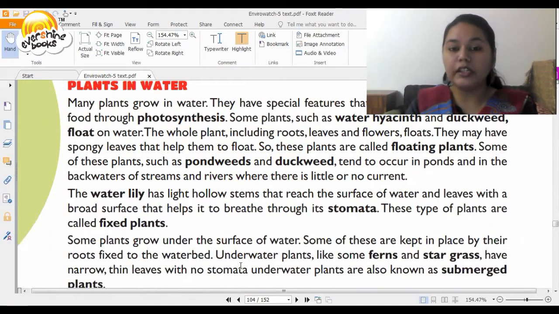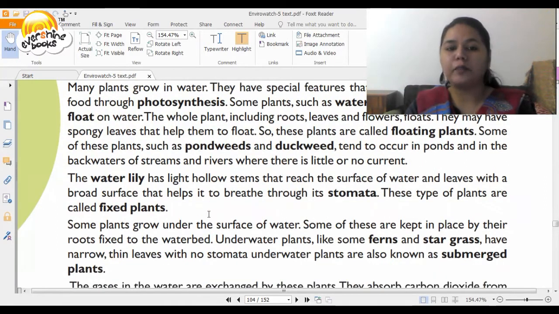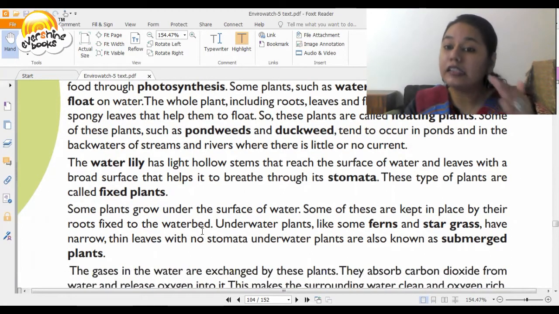Then we have water lily, which I'm sure most of you would have seen. It has light, hollow stems that reach the surface of water and leaves with a broad surface that helps it to breathe through its stomata. These types of plants are called fixed plants because they stay at a particular place in water. They do not float.